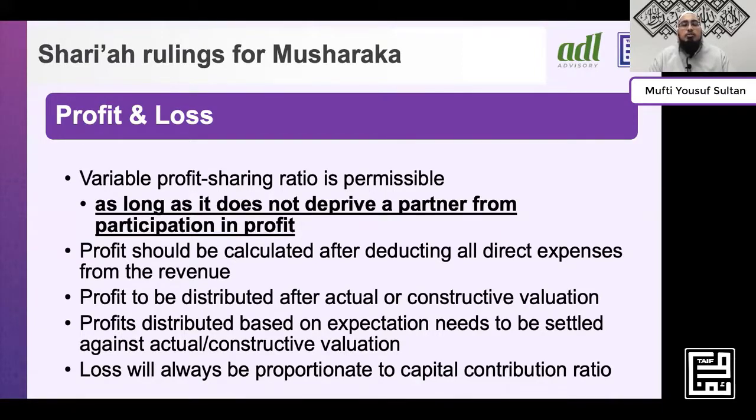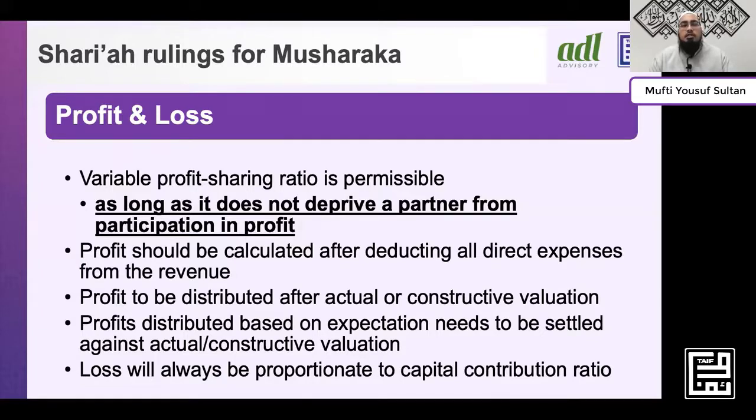What does it mean by profit sharing ratio? So profit sharing ratio is a specific percentage of profit. Profit means after getting the revenues, we deduct all direct expenses from it, and we look at what is remaining. If the capital is intact, anything above the capital is profit. Let's say we have a revenue of $10,000 and the capital was, let's say, $5,000.